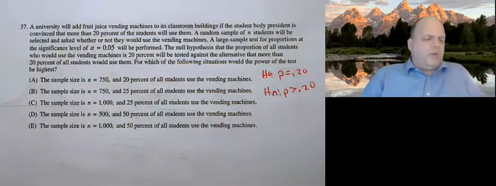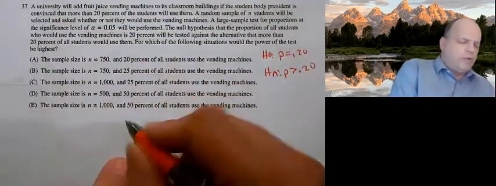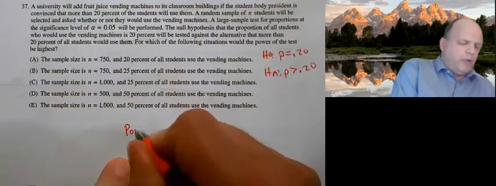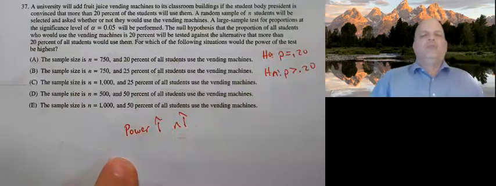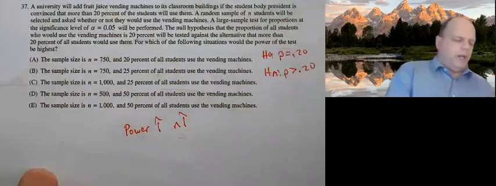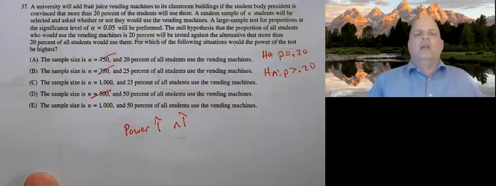For which of the following situations would the power of the test be the highest? Well, a couple things. What drives power? Power goes up as N goes up. So we should be looking for the highest sample size. In this case, that gets rid of these. We're down to C and E.